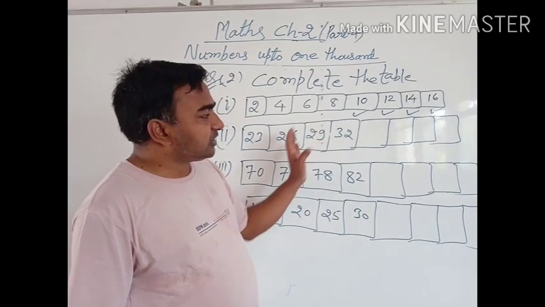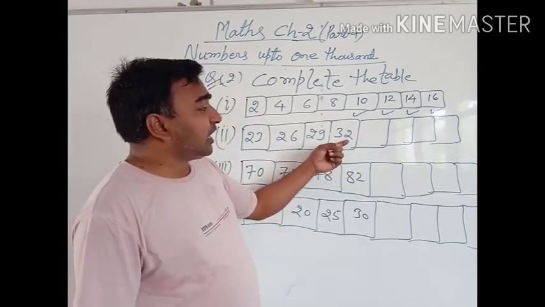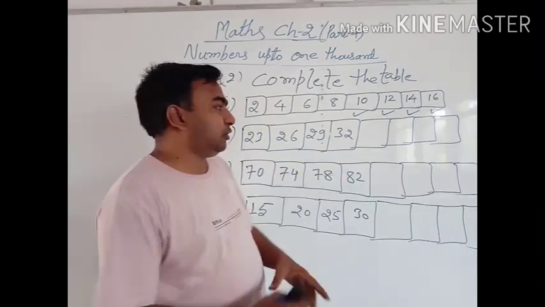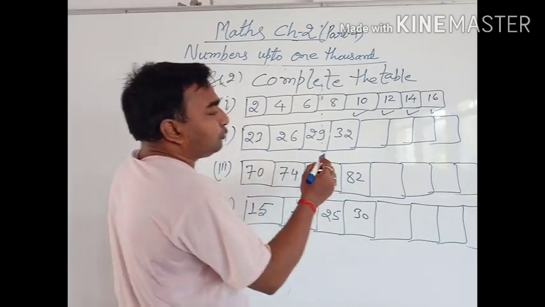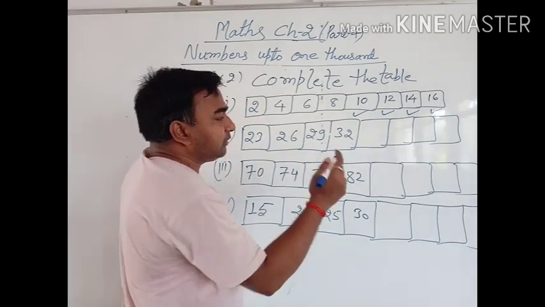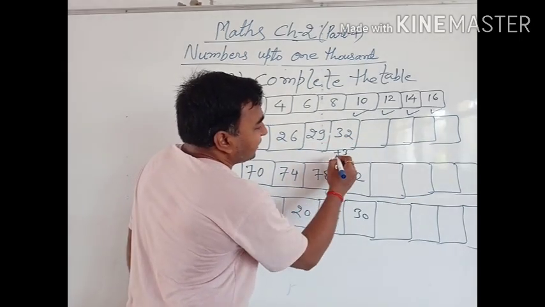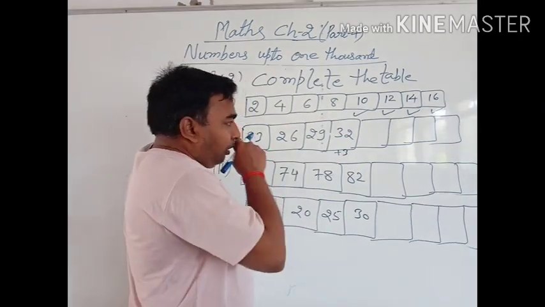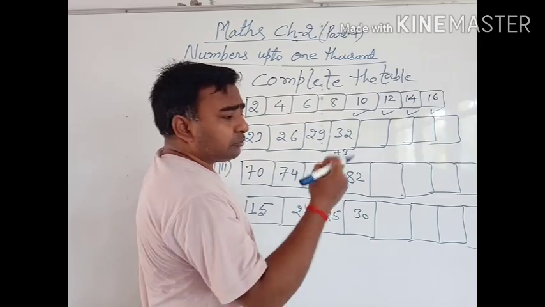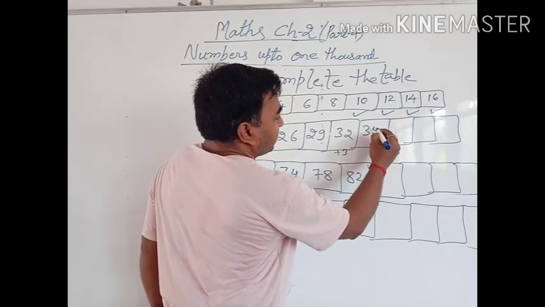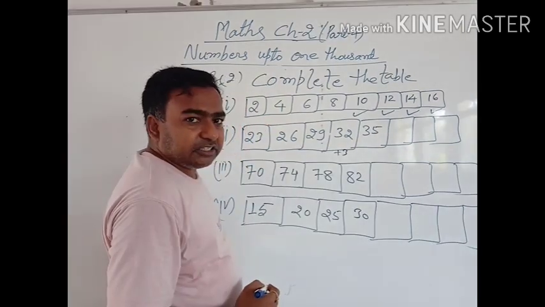So this is increasing order. What is the last number? 32. And we have to add 3 to write the next number. When we add 3 to 32, what is the next number? 32, 33, 34, 35. So 35 is the next number.